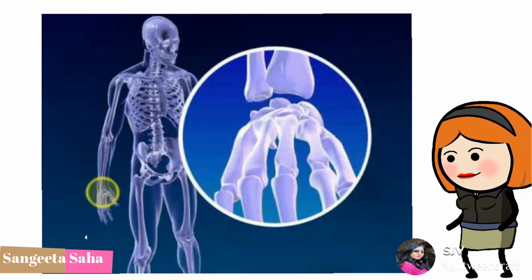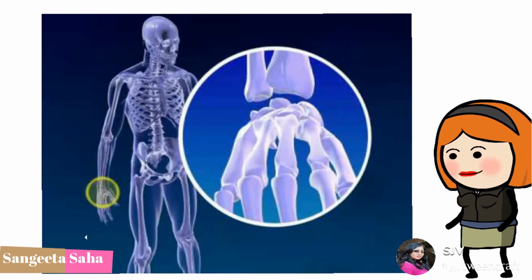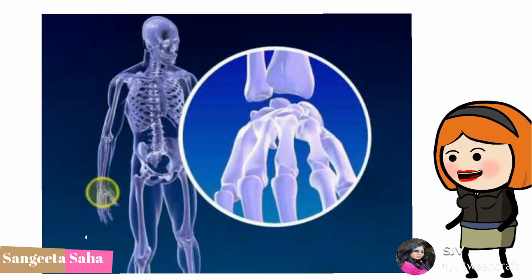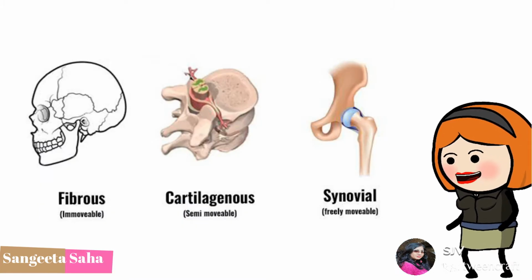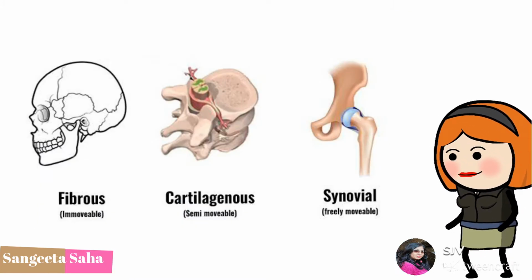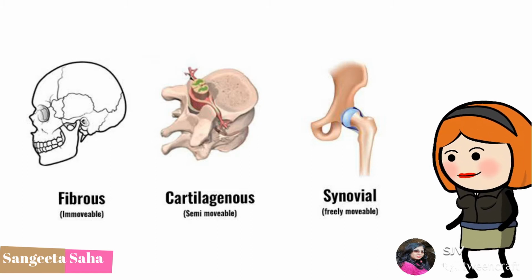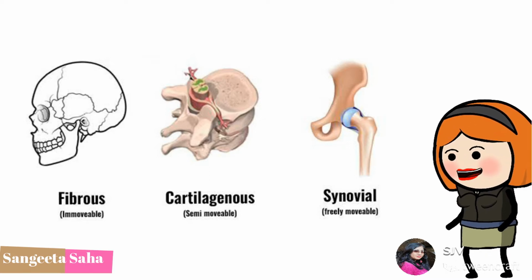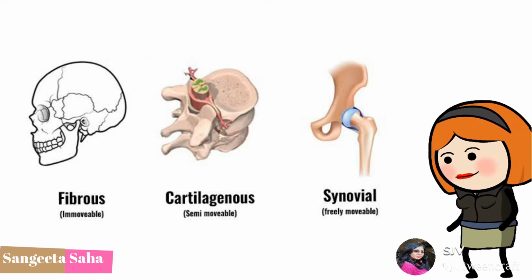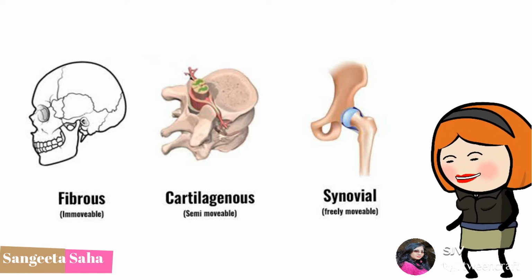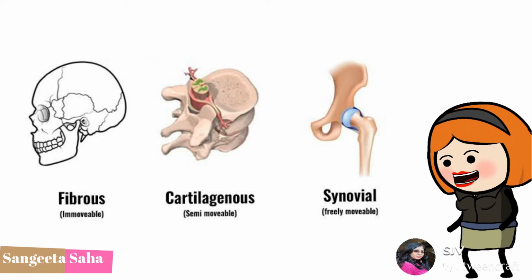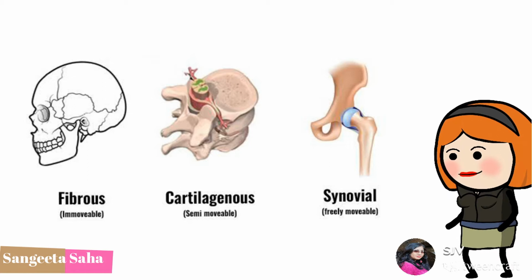The force generated by the contraction of muscles is used to carry out the movements through joints. This study of joints is called arthrology. According to the mobility, joints are of three types: immovable, slightly movable, and freely movable joints. And joints may be classified into three main categories: fibrous, which is the immovable joint; cartilaginous, that is the slightly movable joint; and the synovial, which is freely movable joints.